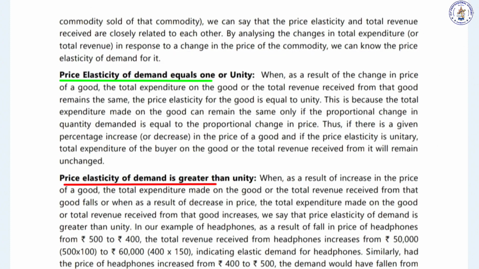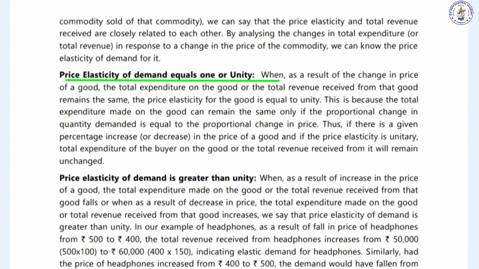Now, the price elasticity of demand can either be equal to 1 or unity, or it can be either greater than unity or less than unity. Let us see in detail what is meant by these.